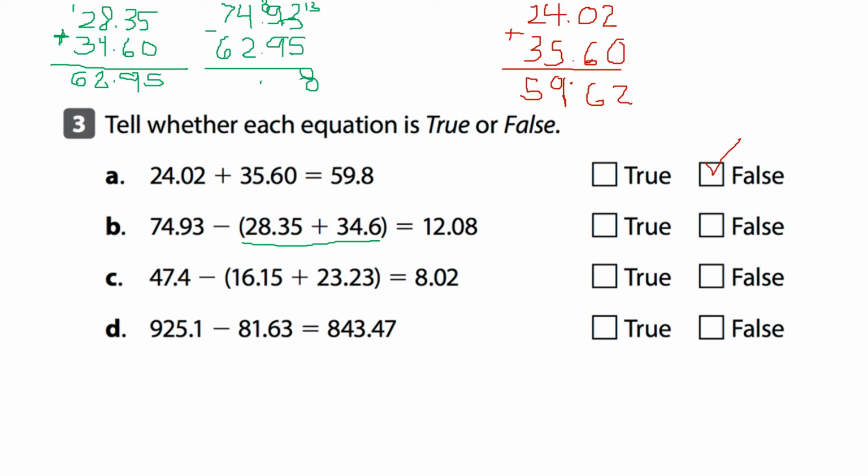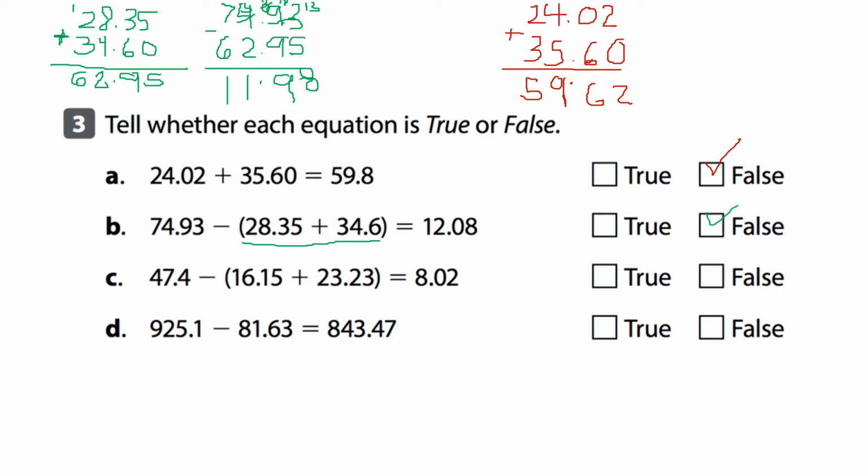8 minus 9, I can't do it, so we have to borrow again. So that becomes a 3, and this becomes an 18. I know 18 minus 9 is 9. I have my decimal, and then I have 3 minus 2 is 1, and then 7 minus 6 is 1. So my final answer is 11 and 98 hundredths. That is not 12 and 8 hundredths, so that is also false.